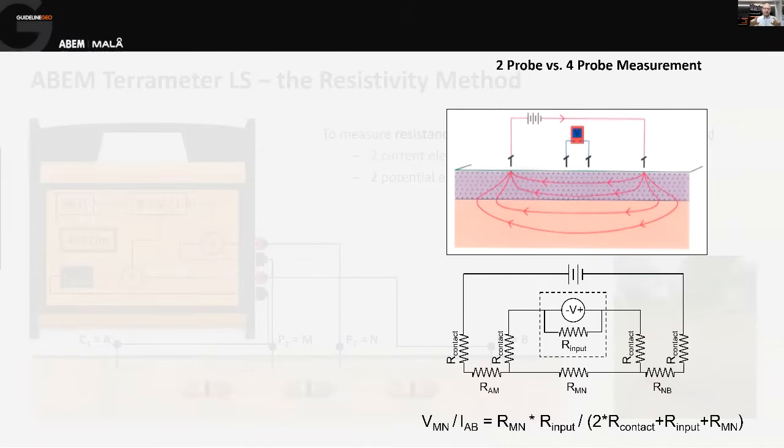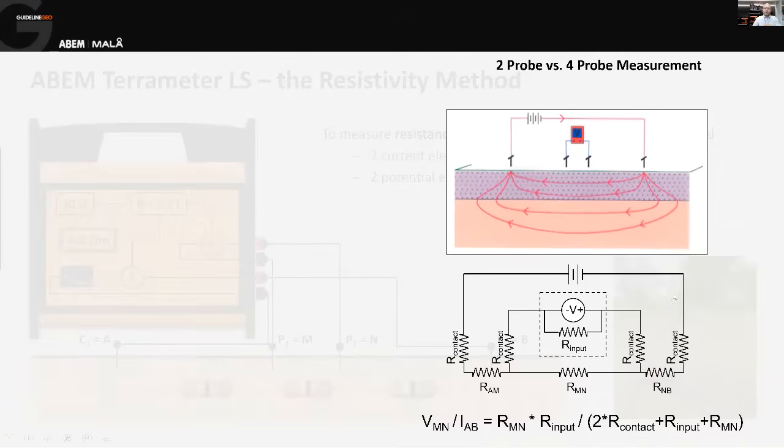So we really need to try and cancel out the effect of that contact resistance, that resistance of trying to get the current from the electrode into the ground, or alternatively, find a way to build the instrument in such a way that we cancel it out, or we reduce it when we're in the field. And that's something we'll talk about later in the presentation.